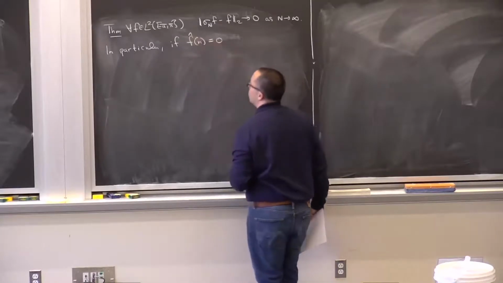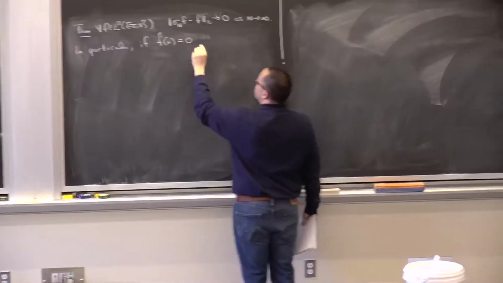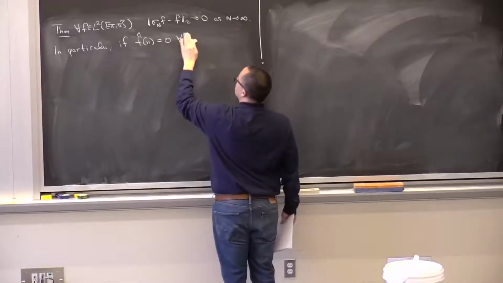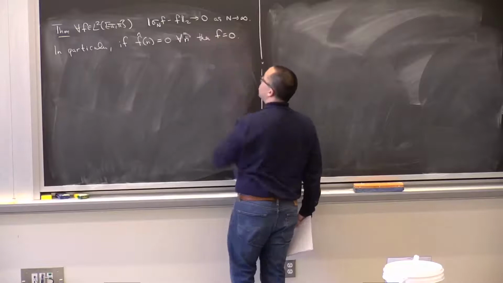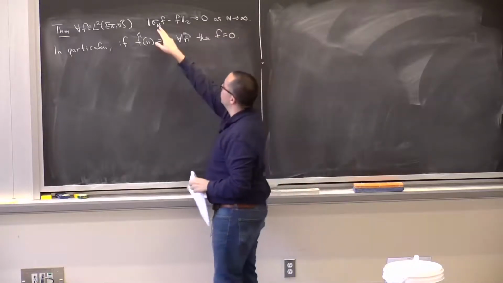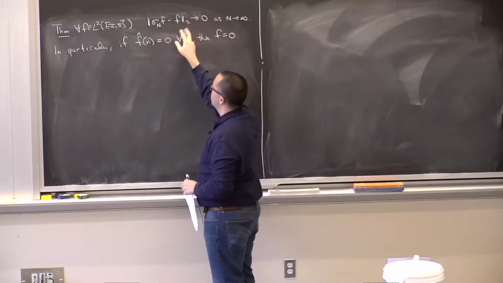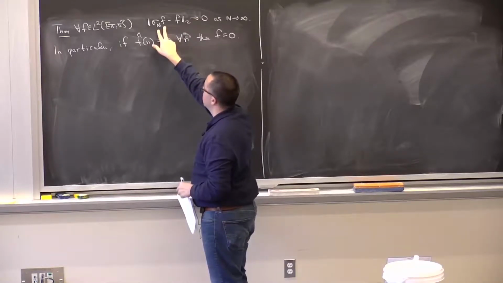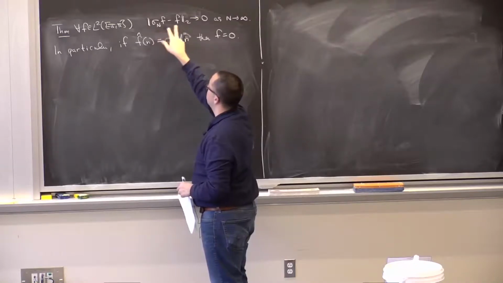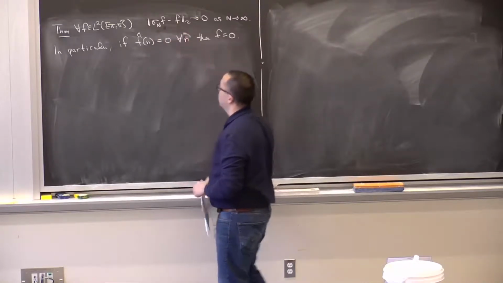if all of the Fourier coefficients are 0, then f is 0, right? Because if I've proven this, and all the Fourier coefficients are 0, then the Cesaro means are all 0. And therefore, since this is 0 converging to f, f must be 0.